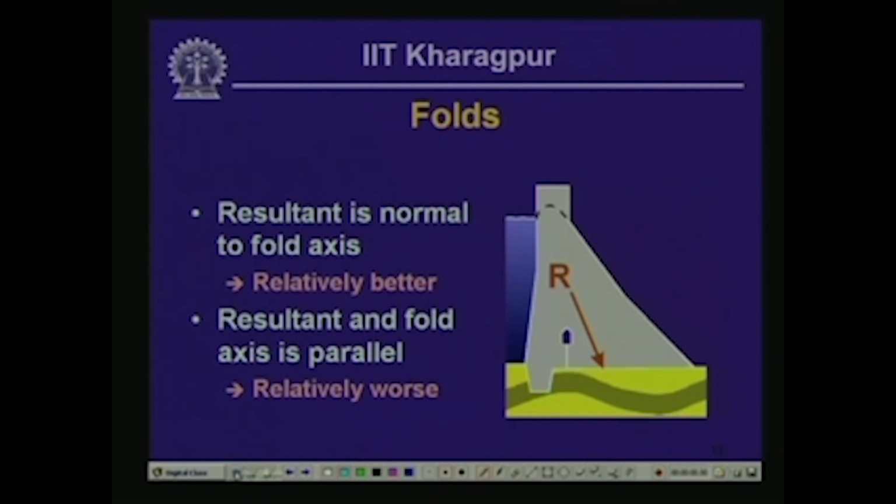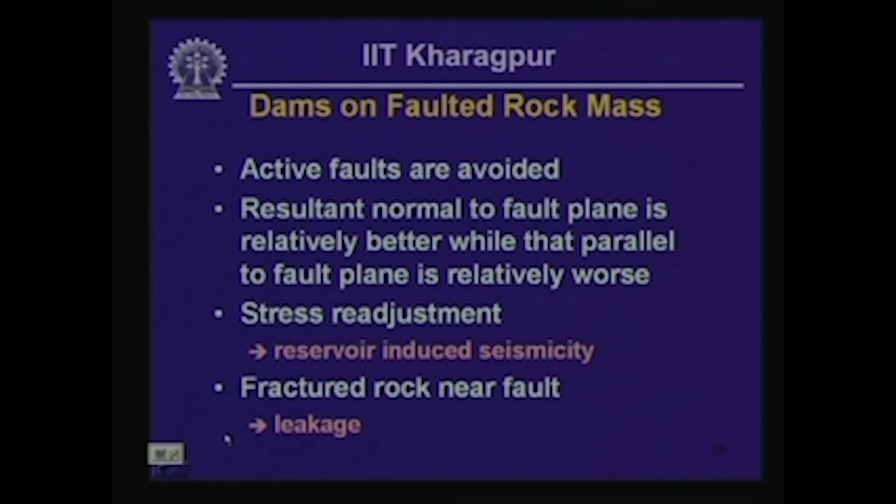Okay. Then we move on to dams in a faulted terrain. So the considerations are almost the same here as we did in case of tunnels in the previous lesson. What we want to do is to avoid sites underlain by active faults.